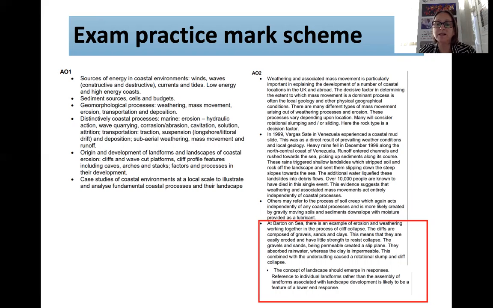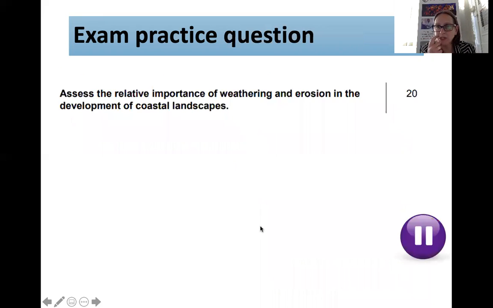So the concept of landscape should emerge in responses here. Reference to individual landforms rather than the assembly of landforms associated with landscape development is likely to be a feature of lower end responses. So be really specific with the use of your case study material. Have a go at that question, pause the video here, and then you can compare it to the mark scheme, which is coming up.